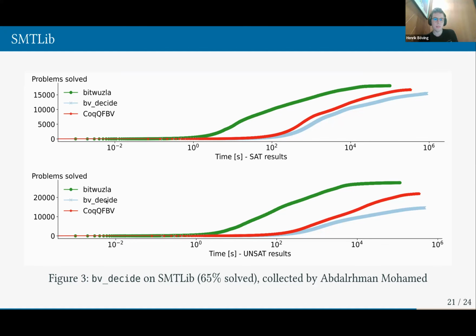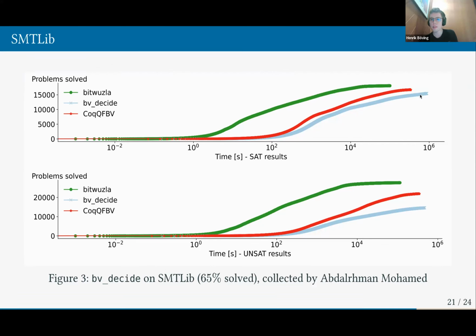And then we can benchmark BitWurzler, BVDecide, and COG QFBV on all of these problems. BVDecide here is benchmarked by basically writing an adapter that consumes the SMT problem format and turns it into a Lean proof, and then just runs normal BVDecide. And this data was collected by Abdal Mohammed on a cluster in Stanford. And as we can see here, we solve about 65% of the problems overall.